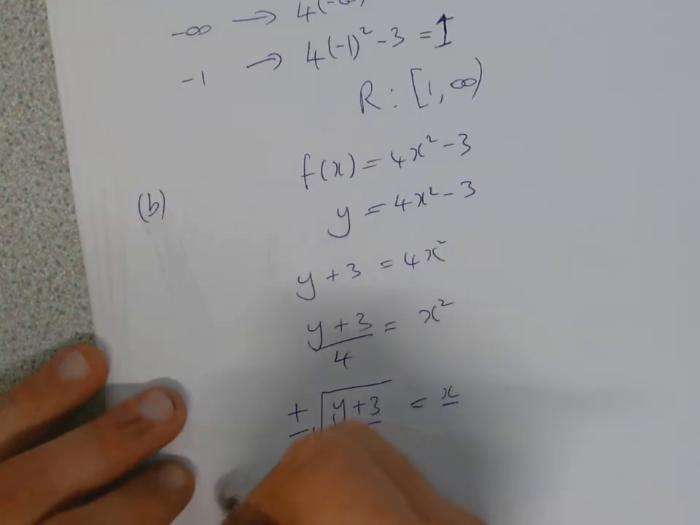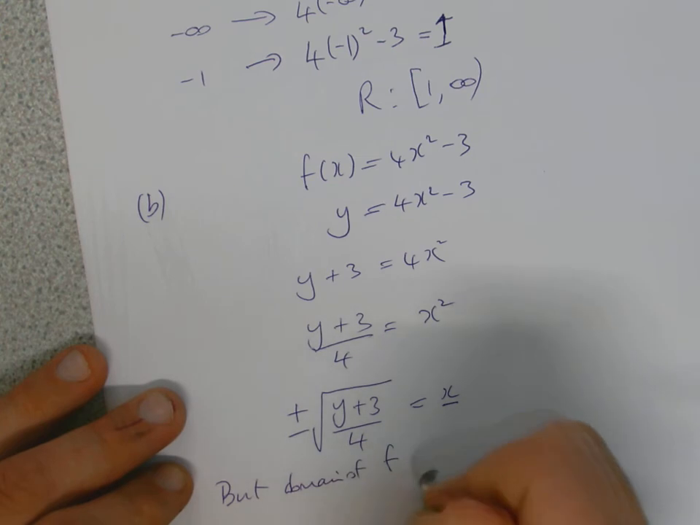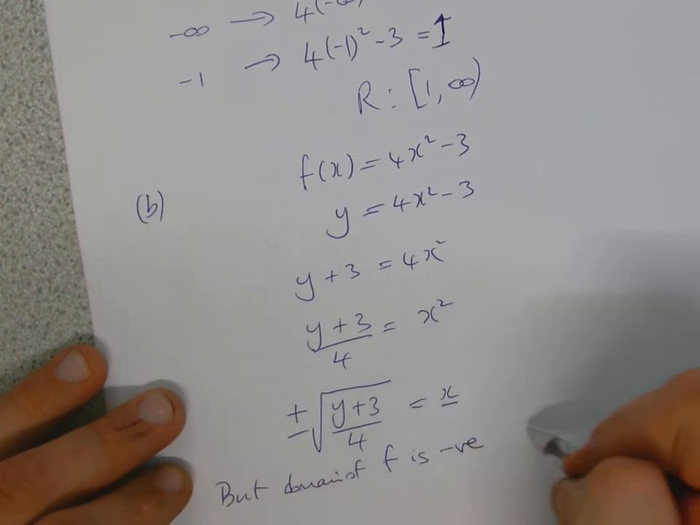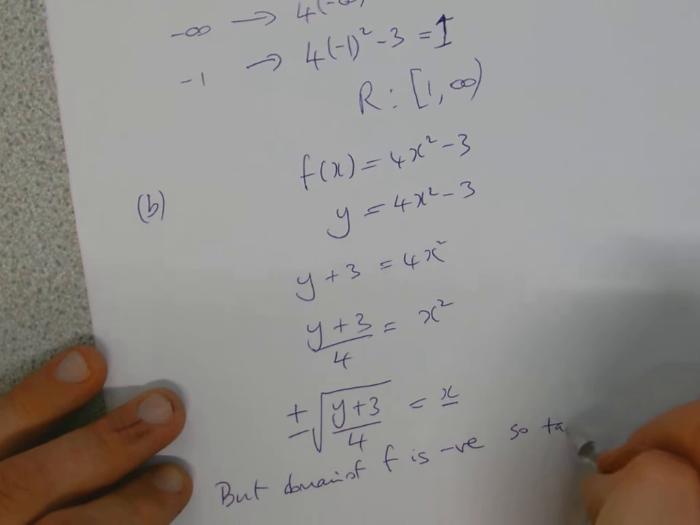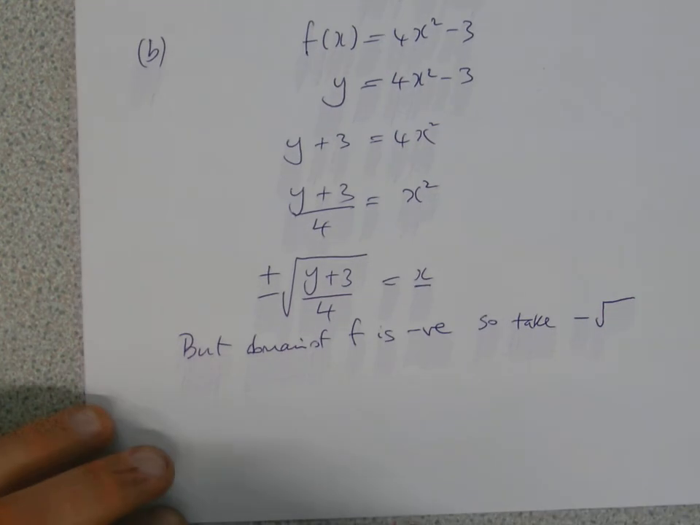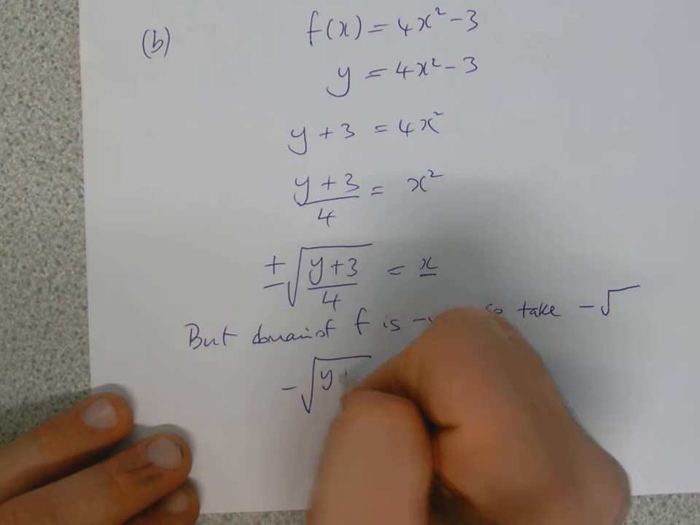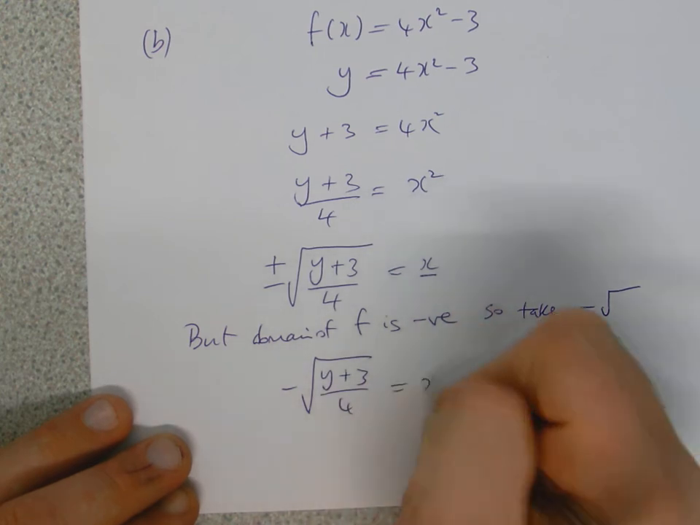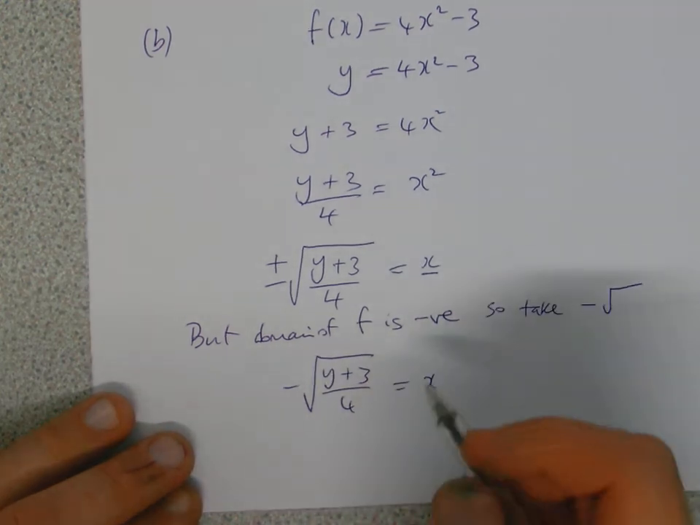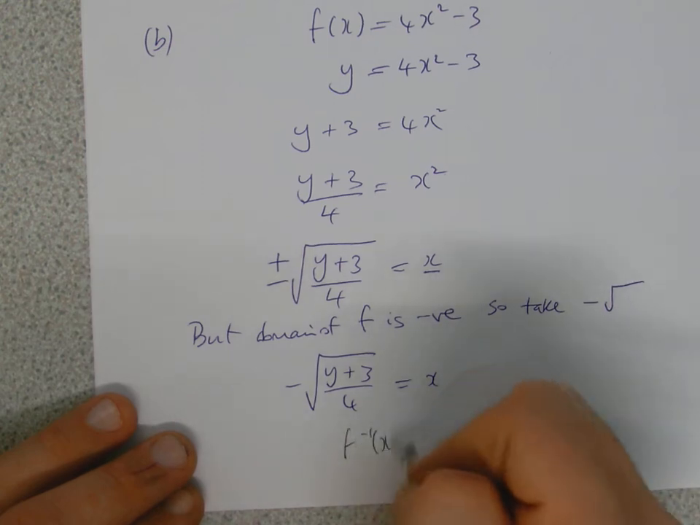So you can say, but the domain of f is negative. So we're just going to take the negative root. Okay? That's what I would say there, because the domain of f is negative. So in other words, negative this equals x. All right? And to finish it off then, obviously you need to write it as f to the minus 1 of x, okay?